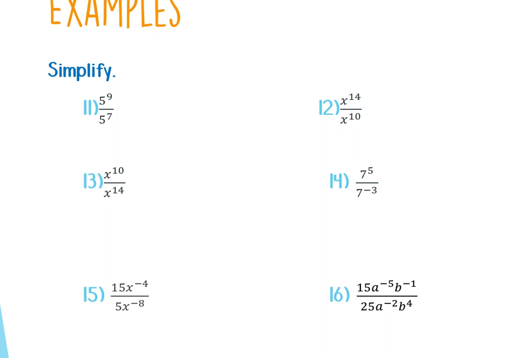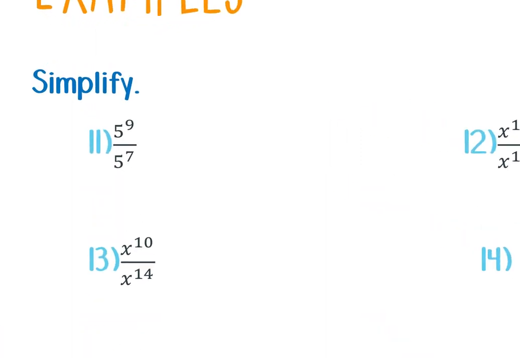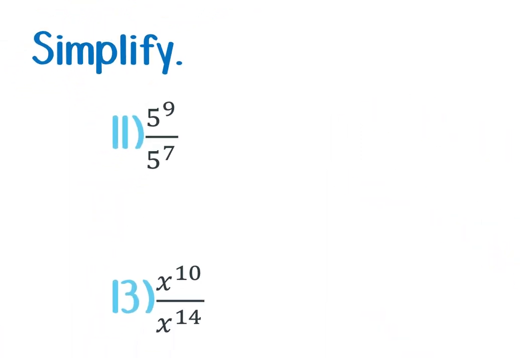Okay, moving into examples 11 through 16. So 11, you've got a 5 to the 9th and a 5 to the 7th. What you don't want to do here is actually find 5 to the 9th and 5 to the 7th and then simplify. You want to simplify because they have the same base. We can simplify first and then raise it to the power later. So because the exponent is higher in the numerator, we're going to subtract. It would be 9 minus 7, which is 2, and we're going to keep that in the numerator where it was larger. 5 squared becomes 25.